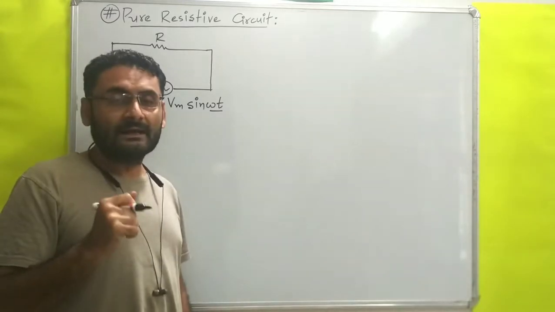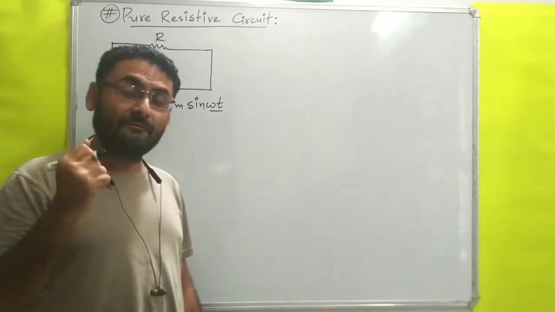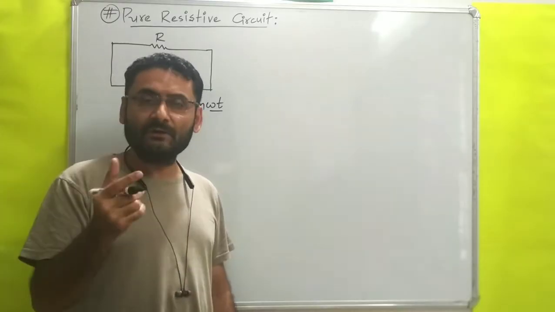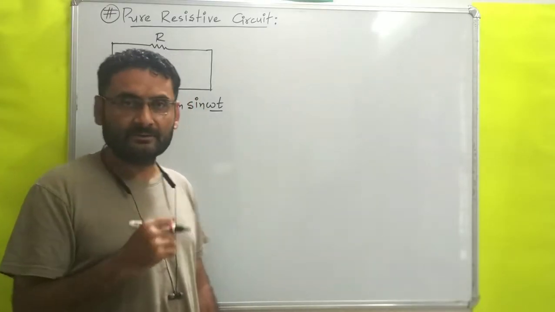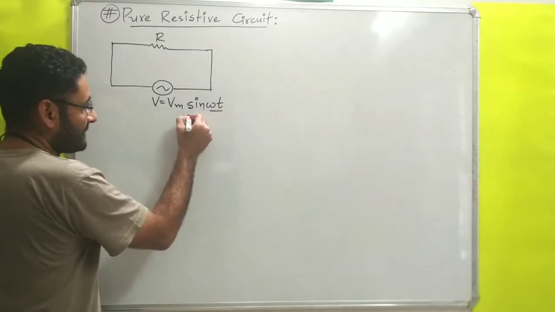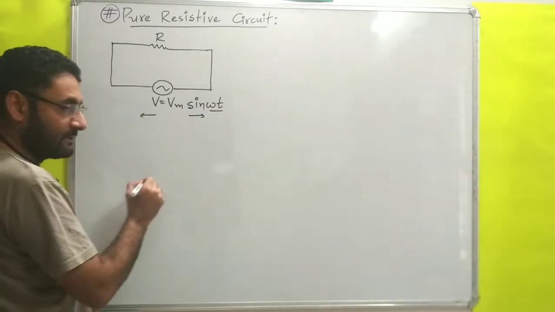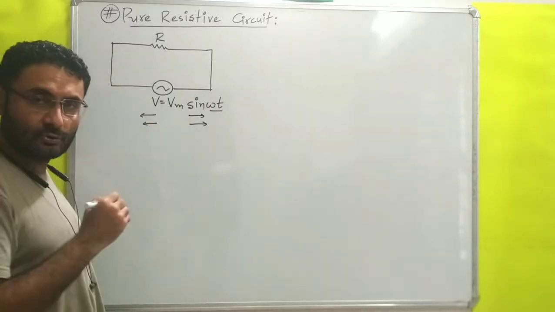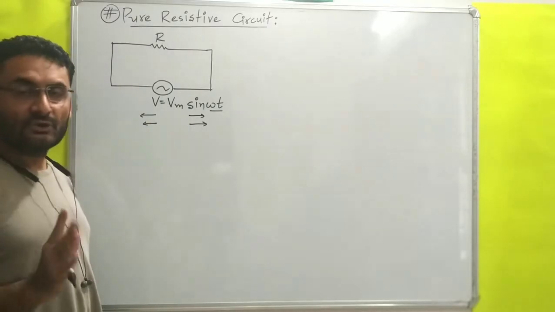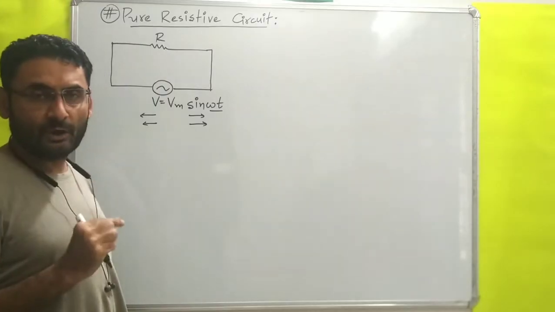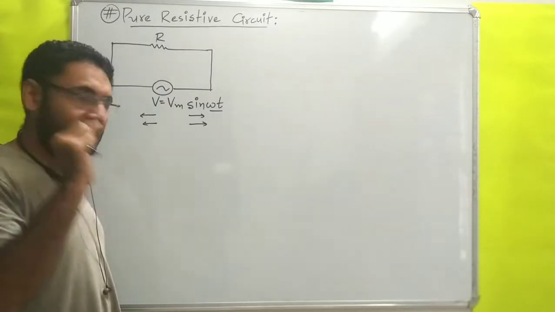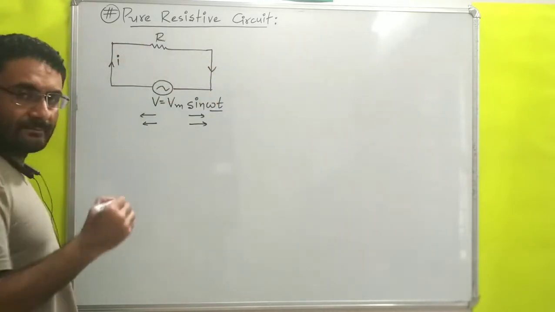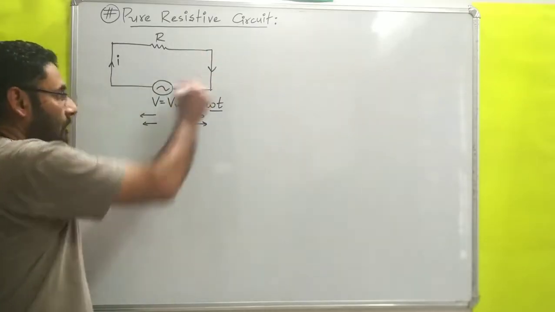Now you know very well that alternating quantity has 50 hertz frequency. That means in a single second, the direction of current is changed 100 times. For example, for some time current is flowing in this direction, for another time it will flow in that direction, and so on. That is known as alternating current. So for our ease, we will consider that at a particular time, current is flowing in the clockwise direction.